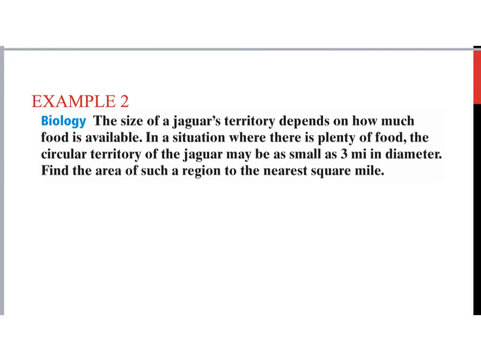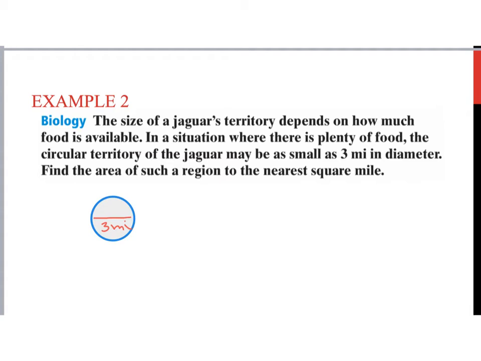Now for example 2, we have a story problem, and it says the size of a jaguar's territory depends on how much food is available. In a situation where there is plenty of food, the circular territory of a jaguar may be as small as 3 miles in diameter. So if I were you, I would go ahead and draw a circle just to have a picture, and I'm going to write in that I have a 3-mile diameter. So this is 3 miles, so I know it's diameter and not radius.